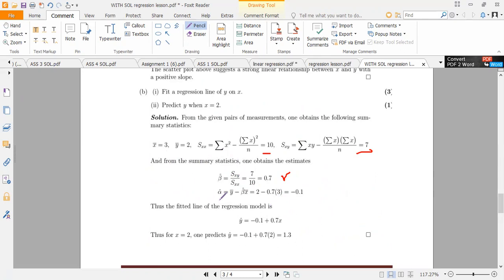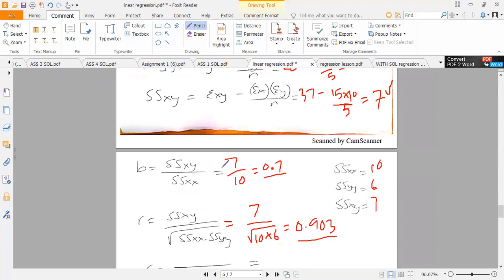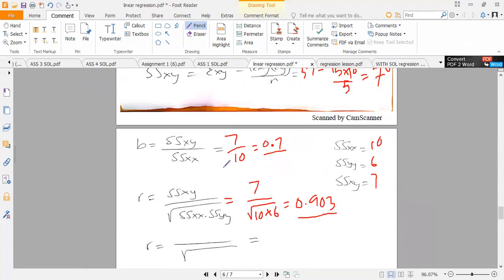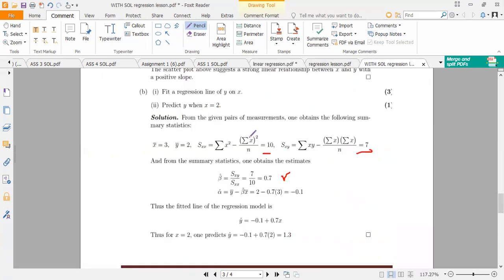And to find our a, it's simply the mean of y minus b mean of x. So our mean of y is simply summation of y over n. So when we go here, 10 over 5, which is 2, then for the mean of x, summation of x over n, so 15 over 5, which is 3. So in this equation, our mean of x is 3, our mean of y is 2.